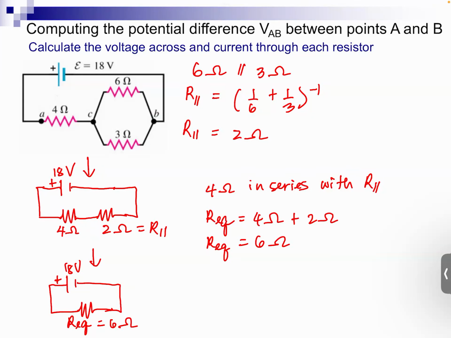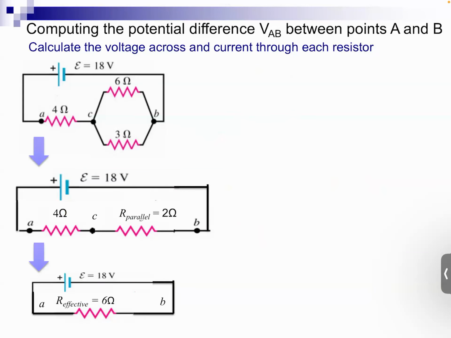Once you've simplified your circuit, as you can see, you're now down from a circuit with 3 resistors to the simplest circuit that you can have: 1 voltage source and 1 resistor. That's the simplest circuit you can have, right? And hence if you have this simplest circuit, which I just redrew here, you can then calculate the main currents.